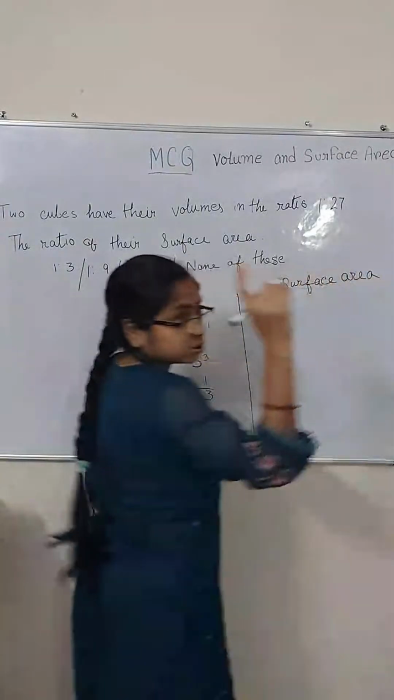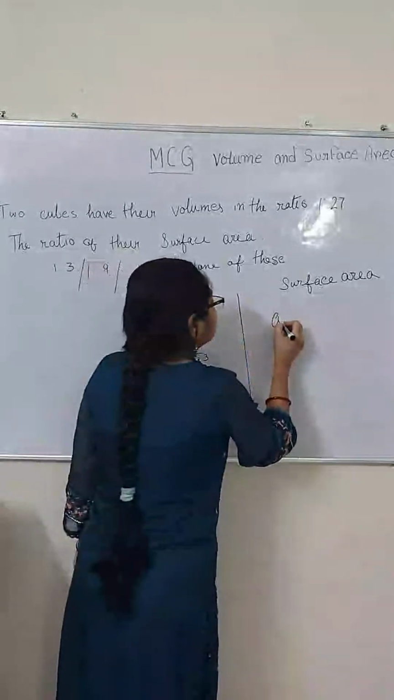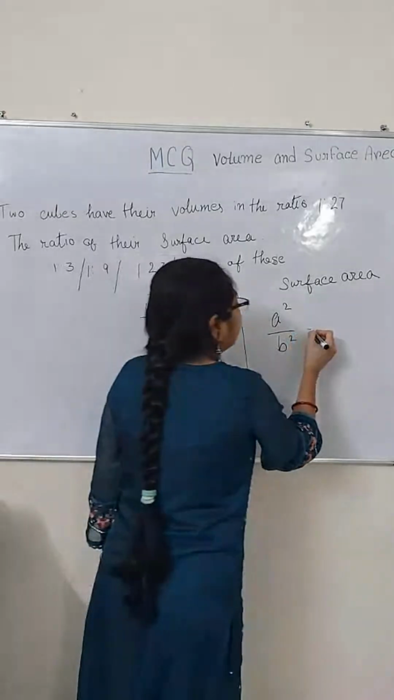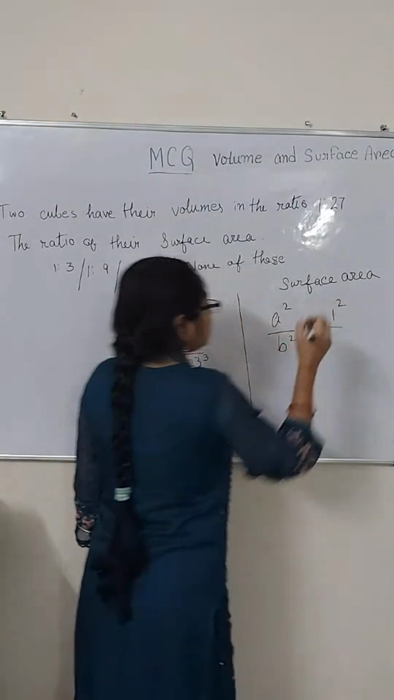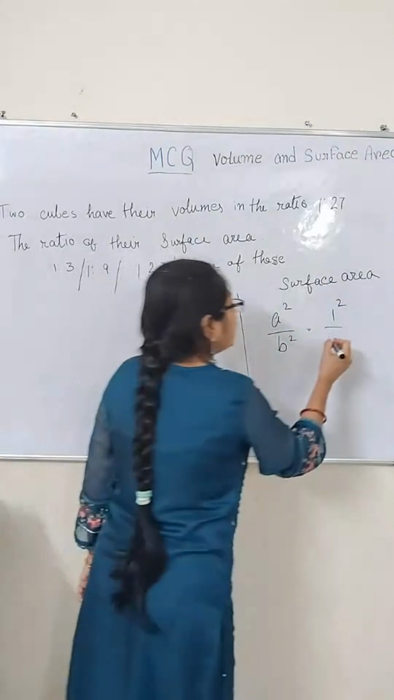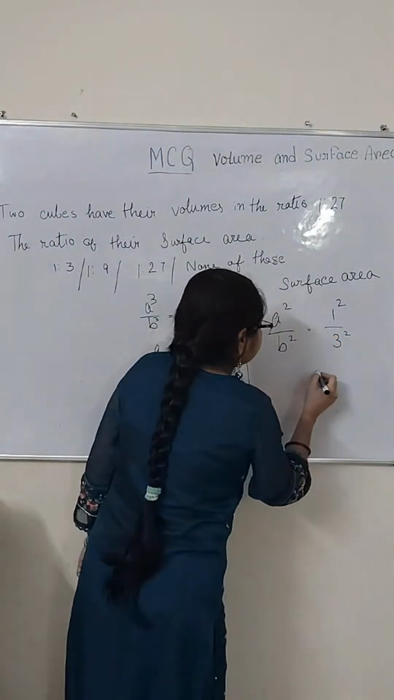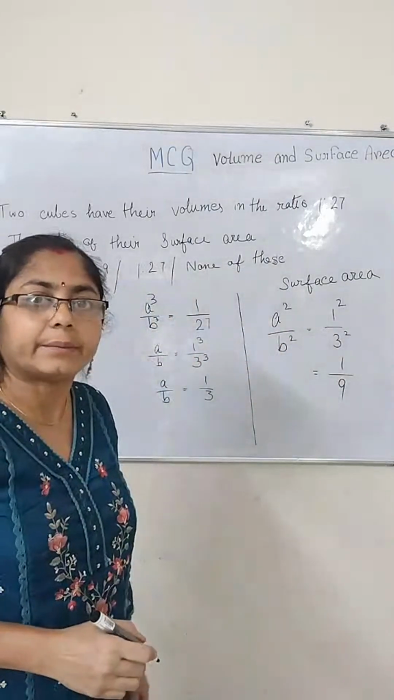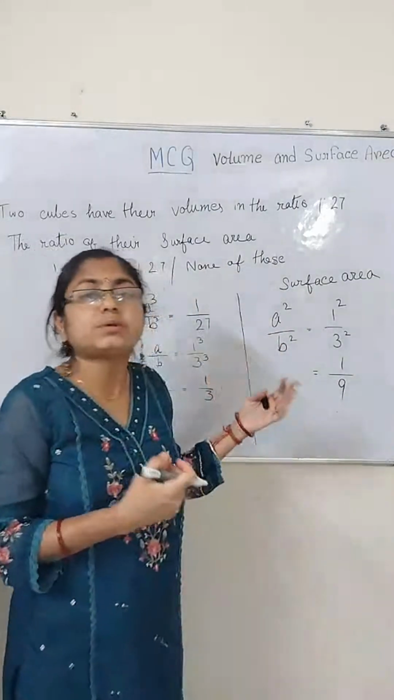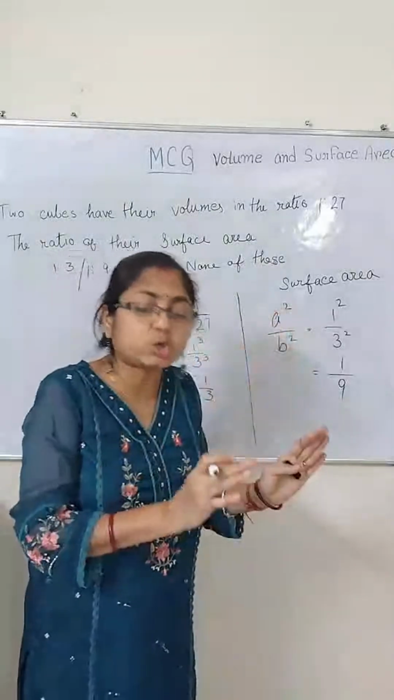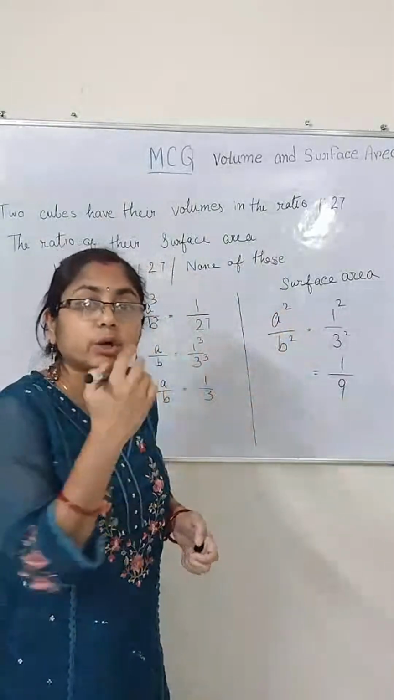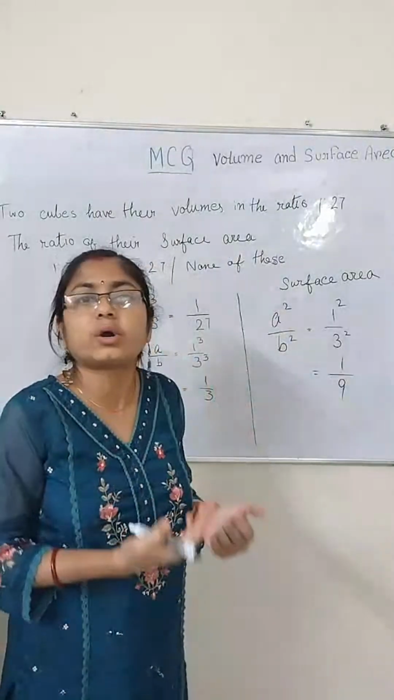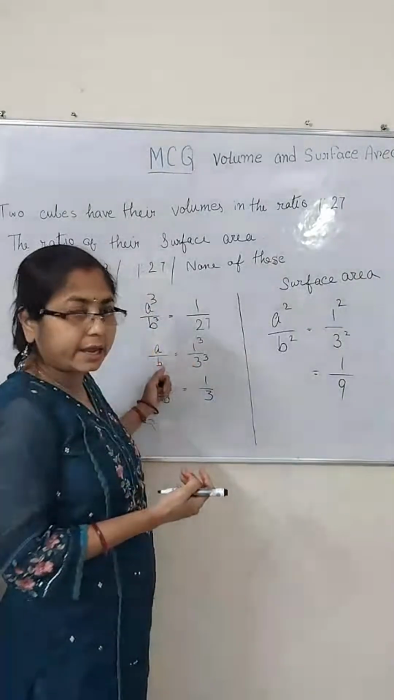Surface area means square. So I can write A square and B square. What is the value of A? It is 1. What is the value of B? B means 3. 3 square means 1/9. 1/9. Means if the volume ratio is 1:27, then what is the question? Question क्या है? Surface area का ratio कितना होगा? So I find out A by B.